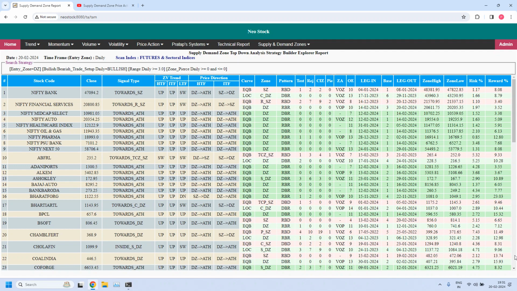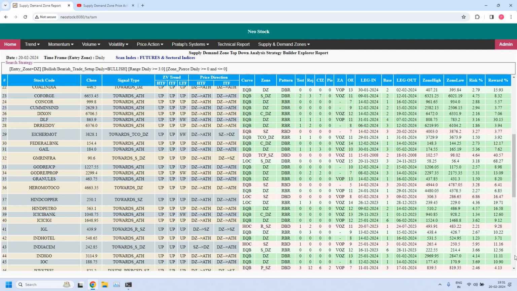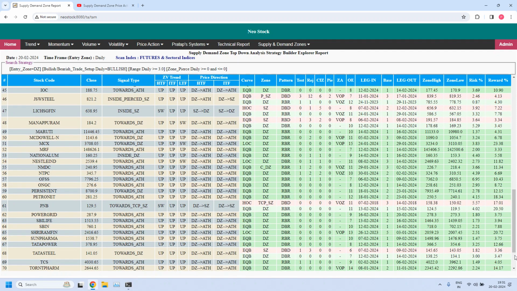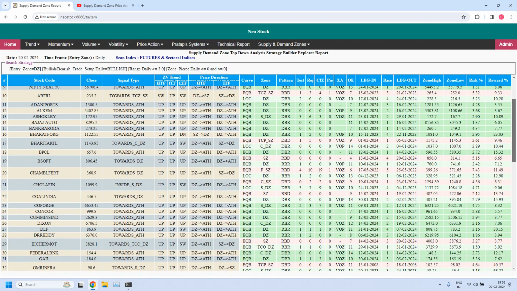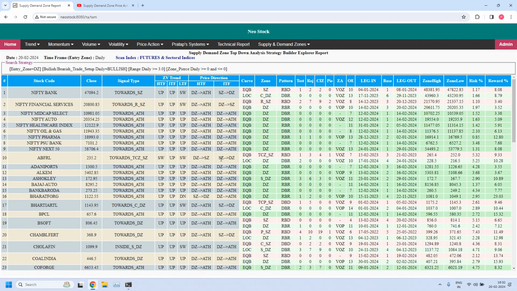But how many stocks have we filtered? Let me scroll down. 75 stocks are still filtered. They are all supporting a bullish trade setup. It is impossible for us to analyze these 75 stocks. That's why we will add one more filter. What is the one more filter? Stocks near to the demand zone, we will filter from this list.